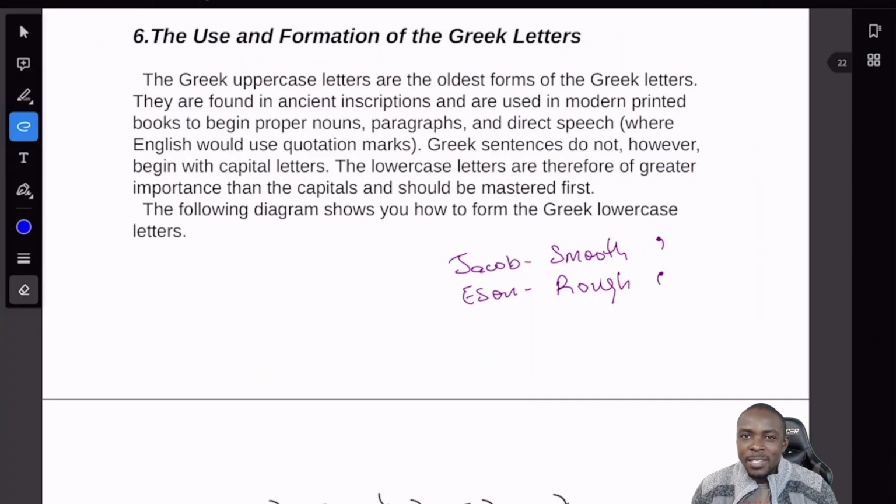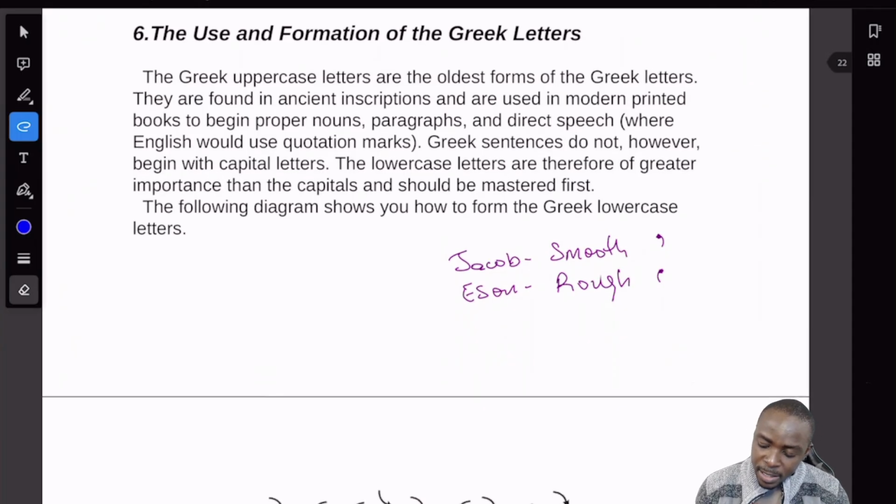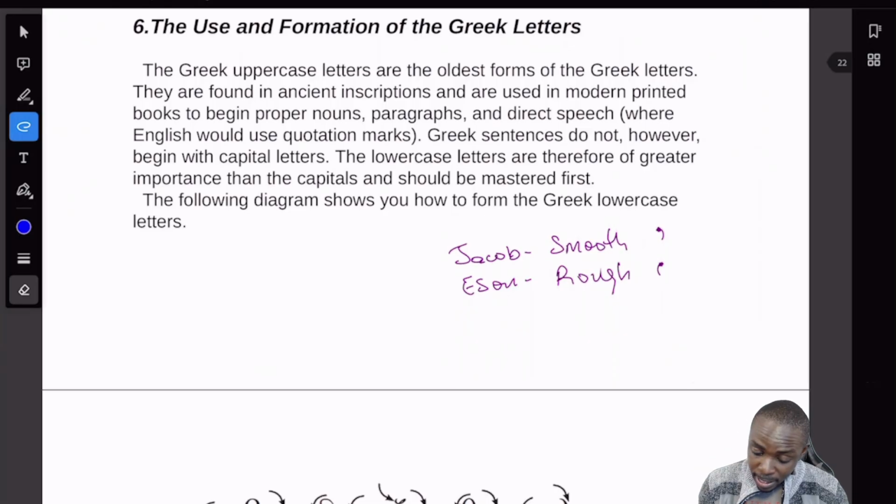Hello everyone. In this lesson, we'll be looking at the use and formation of the Greek letters. The Greek uppercase letters are the oldest form of the Greek letters. They are found in ancient inscriptions and are used in modern printed books to begin proper nouns, paragraphs, and direct speech, where English would use quotation marks.